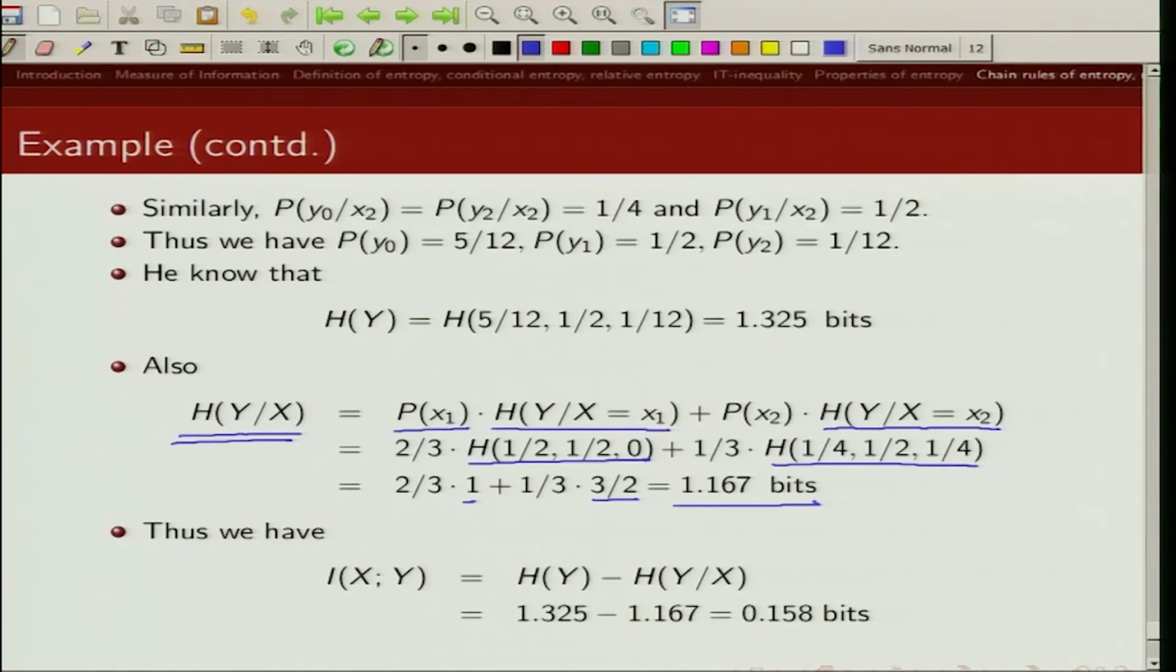So computing this, we find that the uncertainty in y given x is 1.167. Then the mutual information between x and y is basically given by the uncertainty in y minus the uncertainty in y given x, and this comes out to be 0.158 bits. So this is an example to illustrate how we can compute mutual information. With this we conclude this lecture. Thank you.